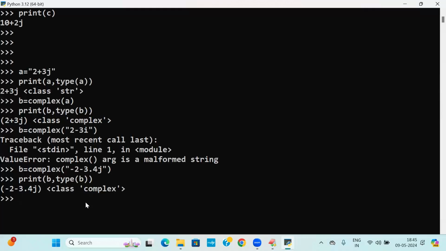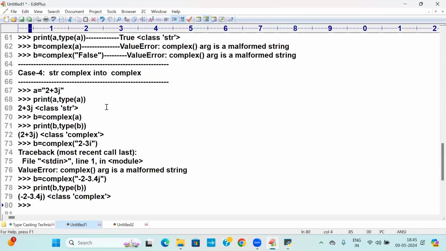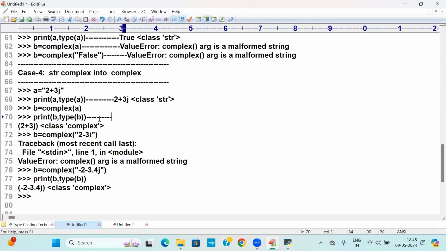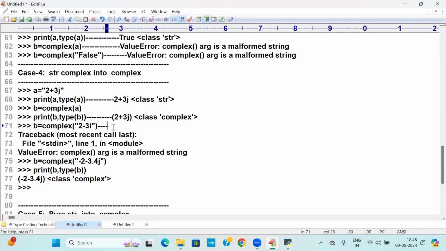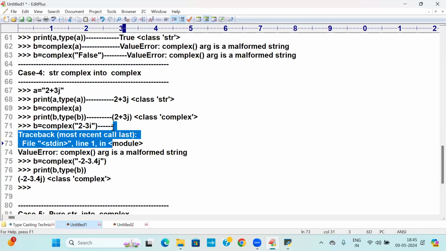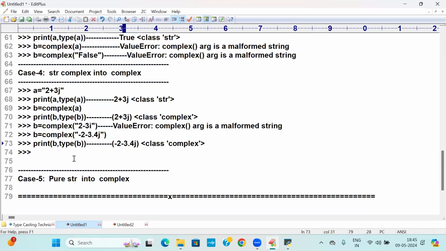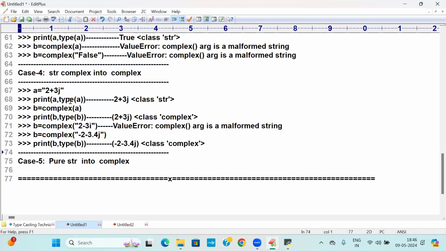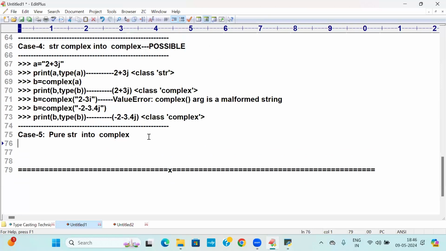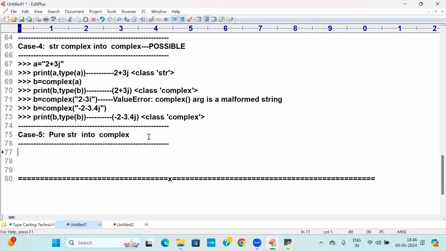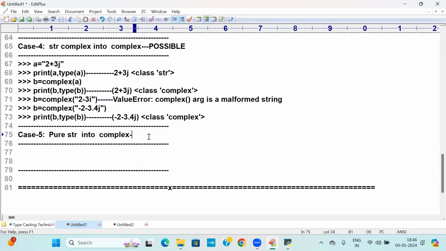So see, students, now I'm going to take up this data. Here a value is coming like this, and here like that. And this is a value I am having. Error is coming now, students. This is the data we got. See this carefully. One thing we understand: str complex into complex, possible or not possible? Possible. Next, last, pure str. Come on, quickly say, possible or not possible? Not possible.